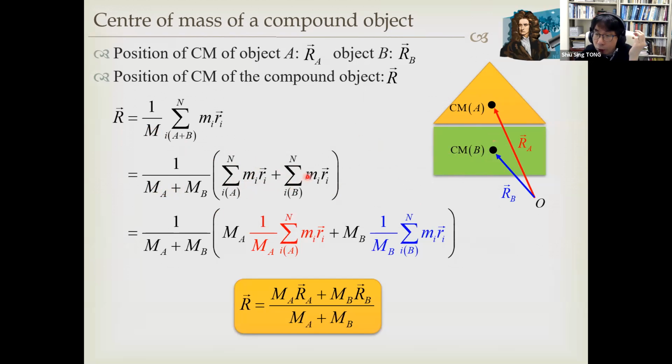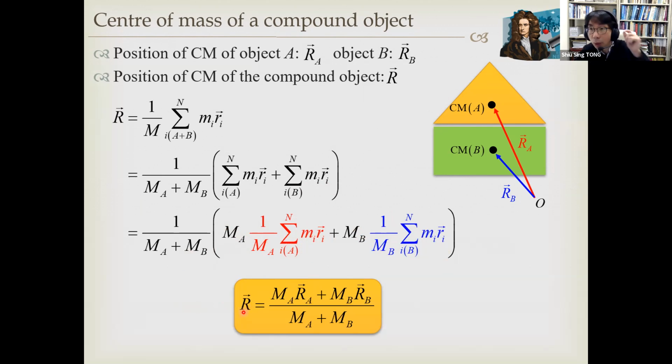Now for the first sum, we divide by MA and multiply by MA. So we did nothing, we just divide and multiply by MA. For the second sum, we also divide and multiply by MB. Now, why do we do that? Because we want to identify this summation over the mass as the position of the center of mass of the first object, that is RA. So the red thing is actually RA, and similarly the blue thing, the summation of miri divided by MB, is RB. So we now have the formula.